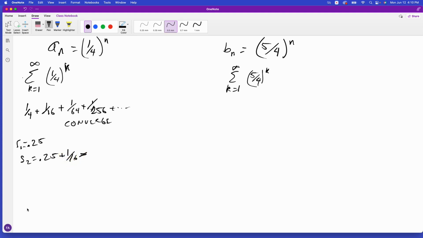And then just keep going and see how far you have to go out before you start noticing. Maybe you might need to get all the way out to 6 before you really start to see what's happening with that. This one's going to be a little bit different, though. So we have this one.